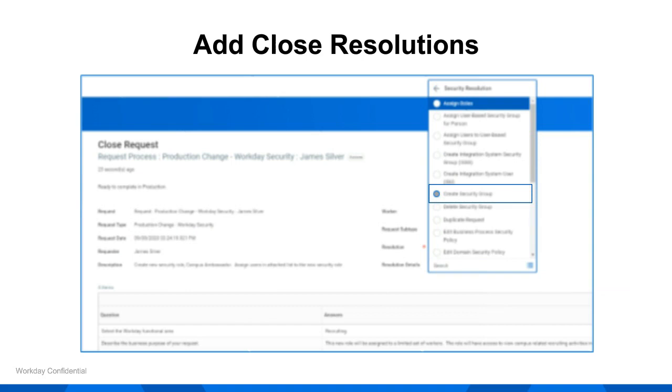And then a key piece that we did is we added closed resolutions. So this is an example of closed resolutions for our security change, which is by far our largest one. And we used this so we could track the change that occurred and what was closed on the request to what the change that occurred within Workday. So it allowed us to link them together.